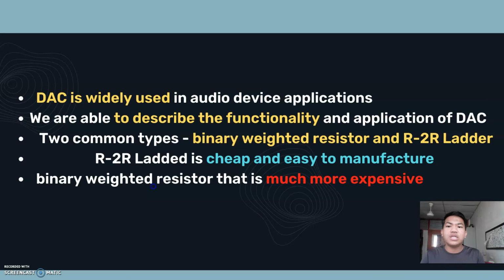Conclusion. Actually, DAC is widely used in audio device applications. So in this case study, we are able to describe the functionality and application of DAC. Two types that are very commonly used: binary weighted resistor and R2R ladder. R2R ladder is cheap and easy to manufacture, but has a lower conversion rate compared to binary weighted resistor, which is much more expensive and has a higher conversion rate.